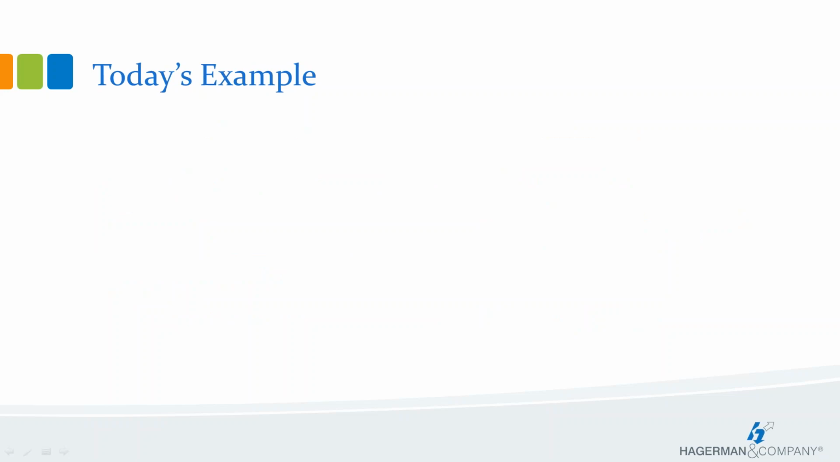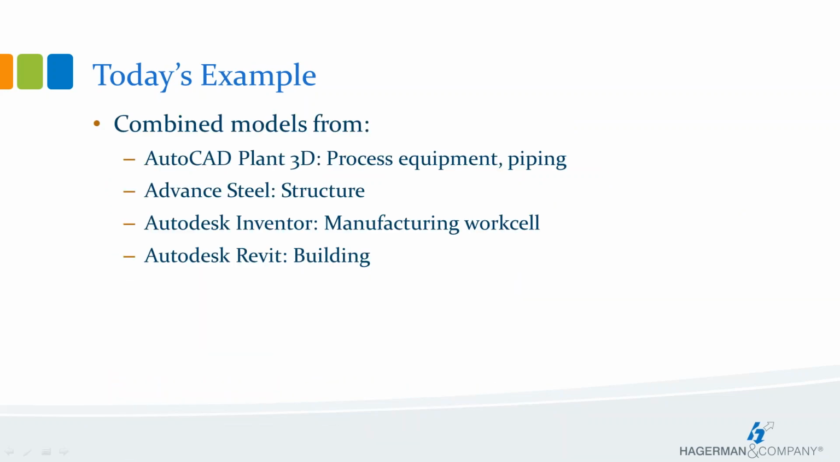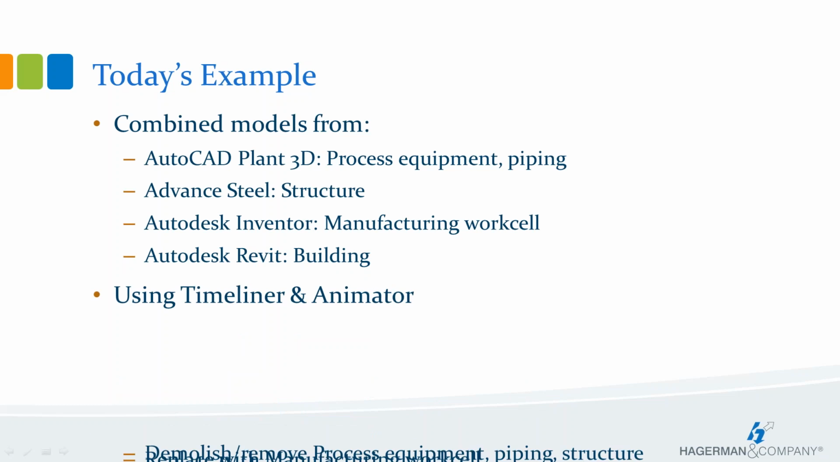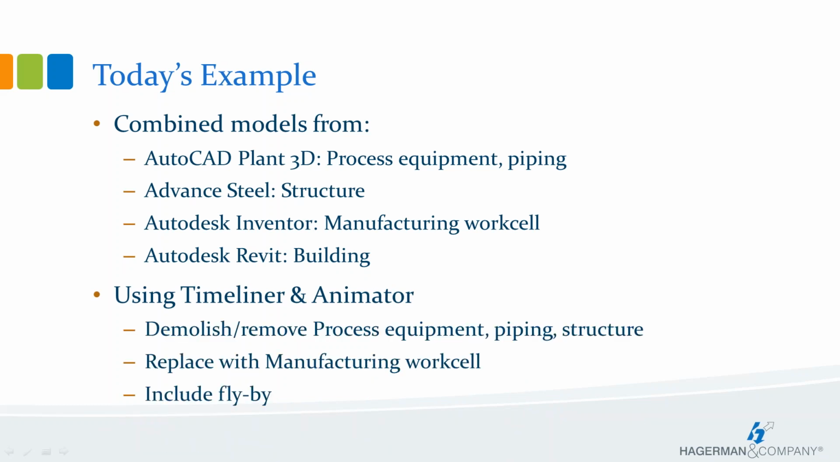So today's scenario looks like this. I'm going to show you the removal of one set of plant equipment and its associated objects, then replace it with new equipment installation, something like swapping one assembly line for another. While that's happening, I'm going to show you how to include a camera flyby so you can see this happen from different angles while the simulation is running.